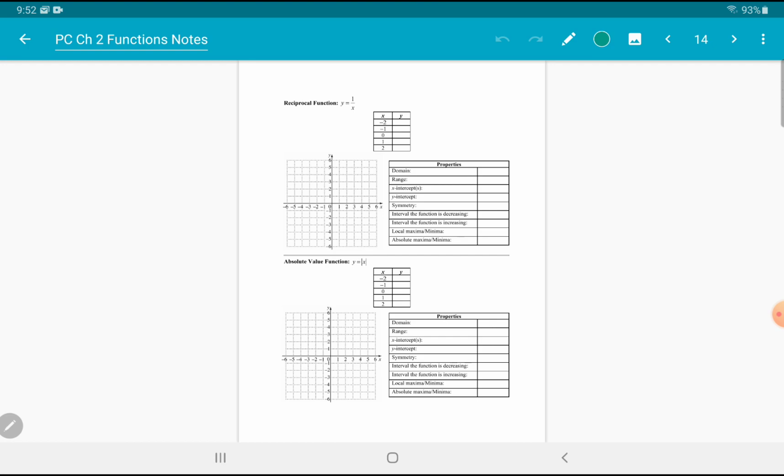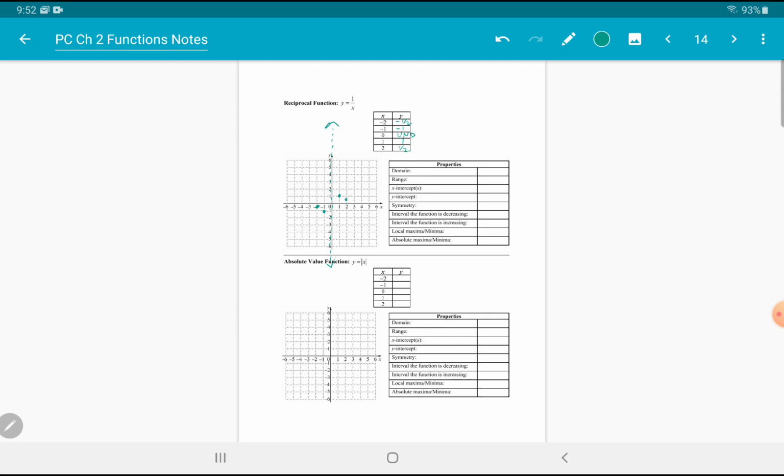Let's do the reciprocal function together. So with the reciprocal function, when we plug in negative 2, we'll get negative half. We'll get negative 1. 1 over 0 is undefined. 1 over 1 is 1, and 1 over 2 is half. Let's graph that. So at negative 2, you're at negative half, right there. At negative 1, you're at negative 1. And 0, we're at undefined. So we can't have that. We can draw an asymptote there. The graph does not exist there. And we also have 1, 1, and 2, half.